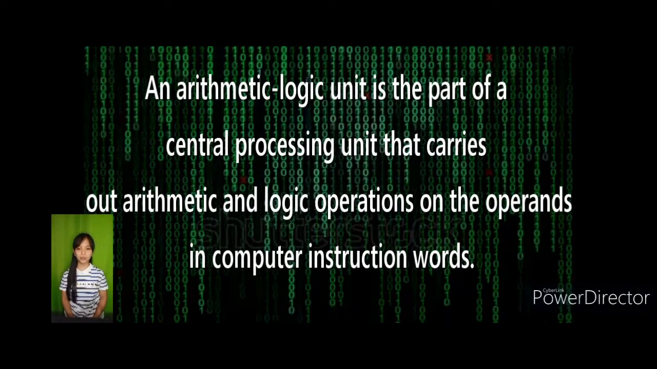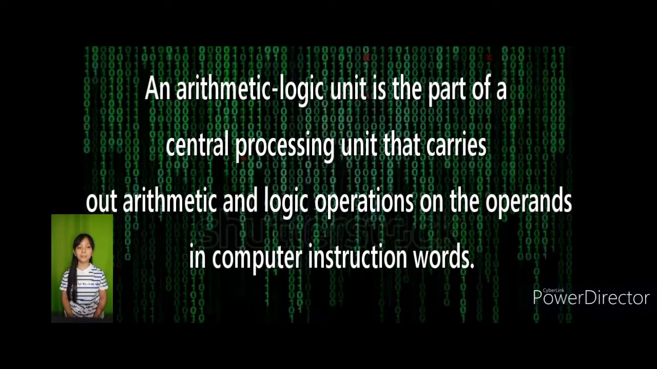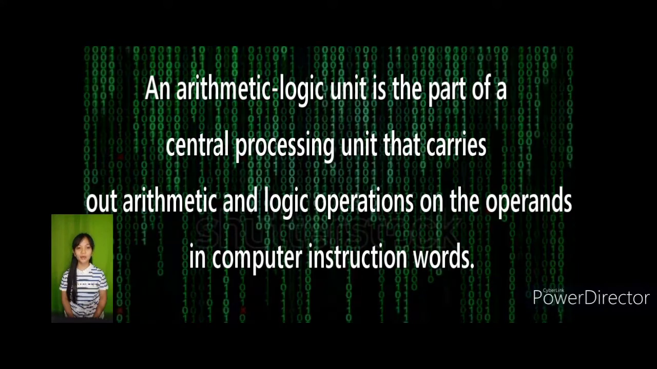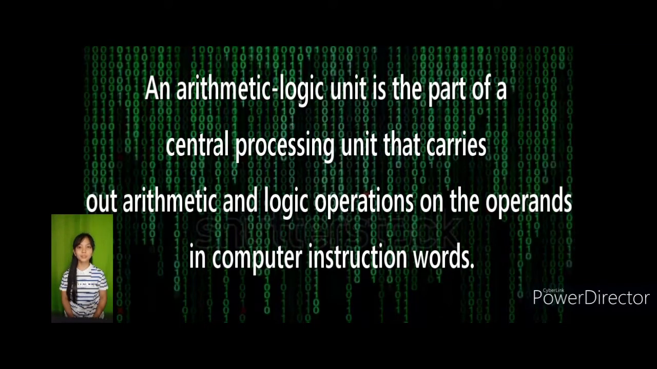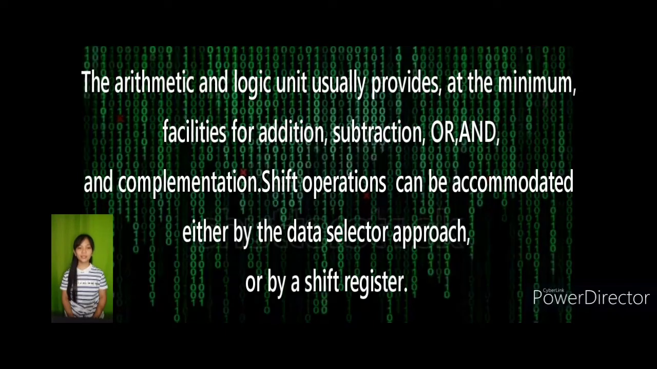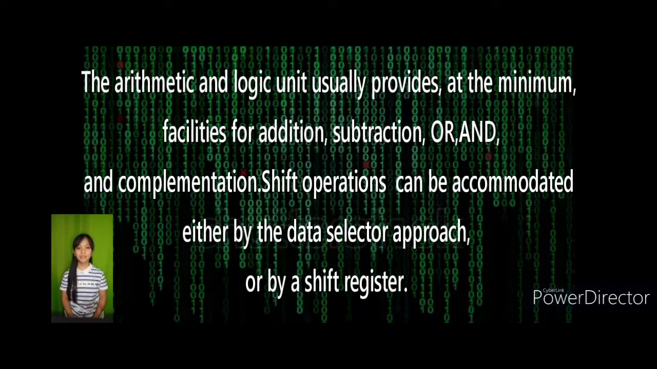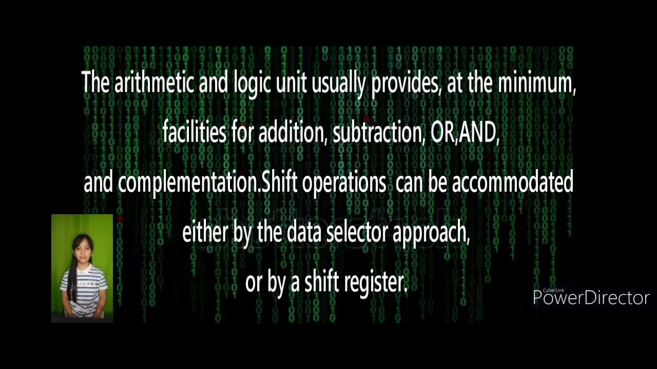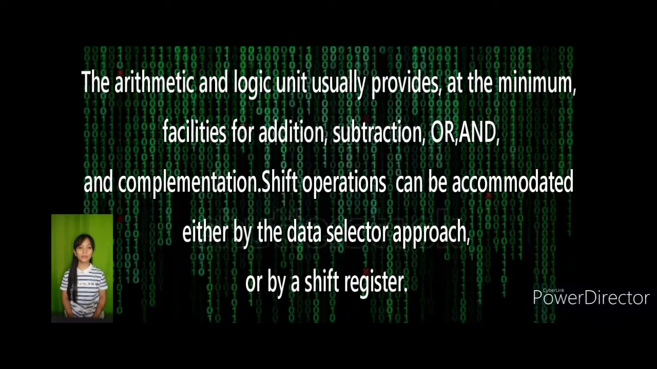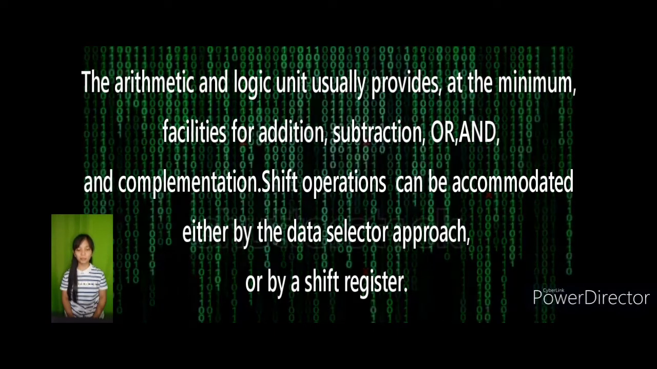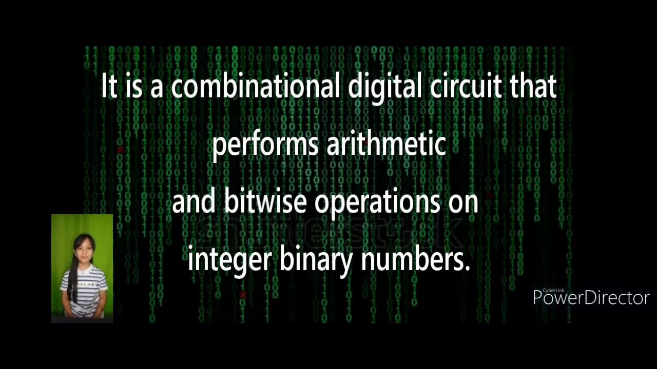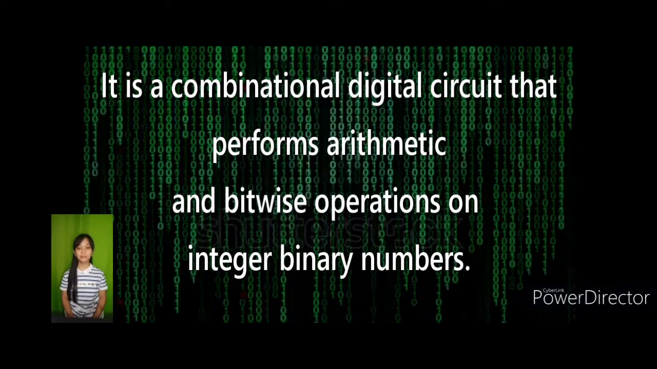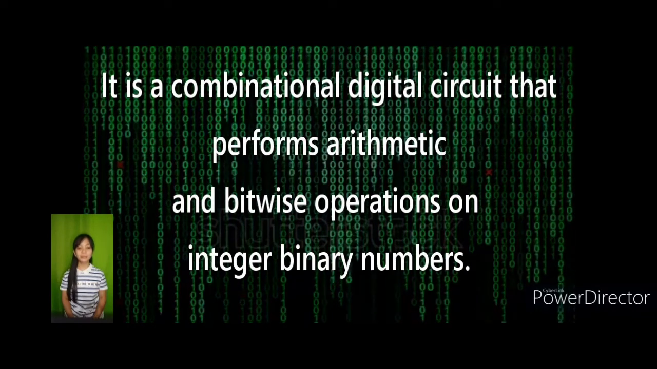Arithmetic and logic unit. The arithmetic logic unit is the part of the central processing unit that carries out arithmetic and logic operations on the operands in computer instruction words. The arithmetic and logic unit usually provides, at the minimum, facilities for addition, subtraction, and complementation. Shift operations can be accommodated either by the data selector approach or by a shift register. It is a combinational digital circuit that performs arithmetic bytewise operations on integer binary numbers.